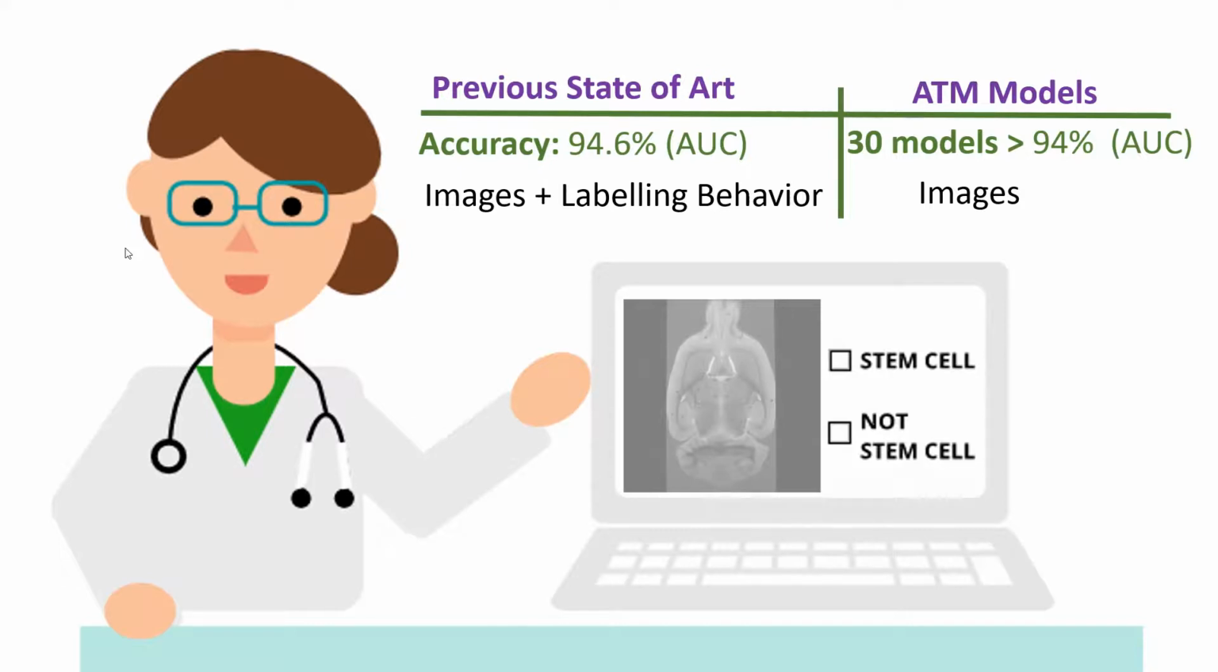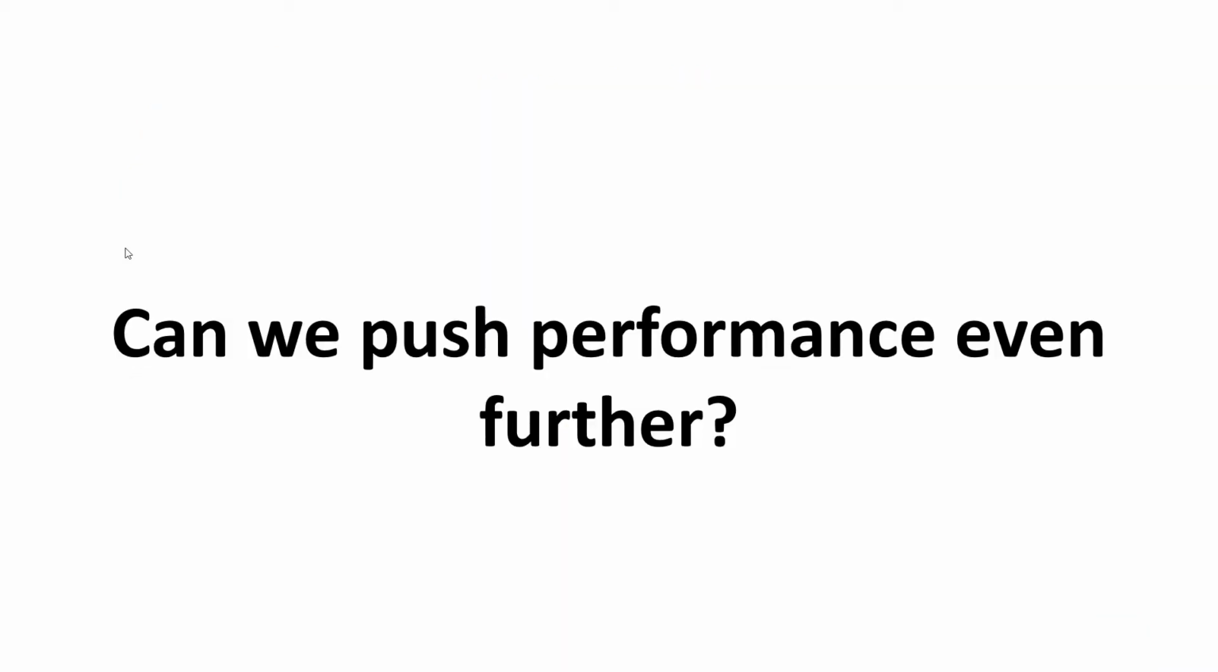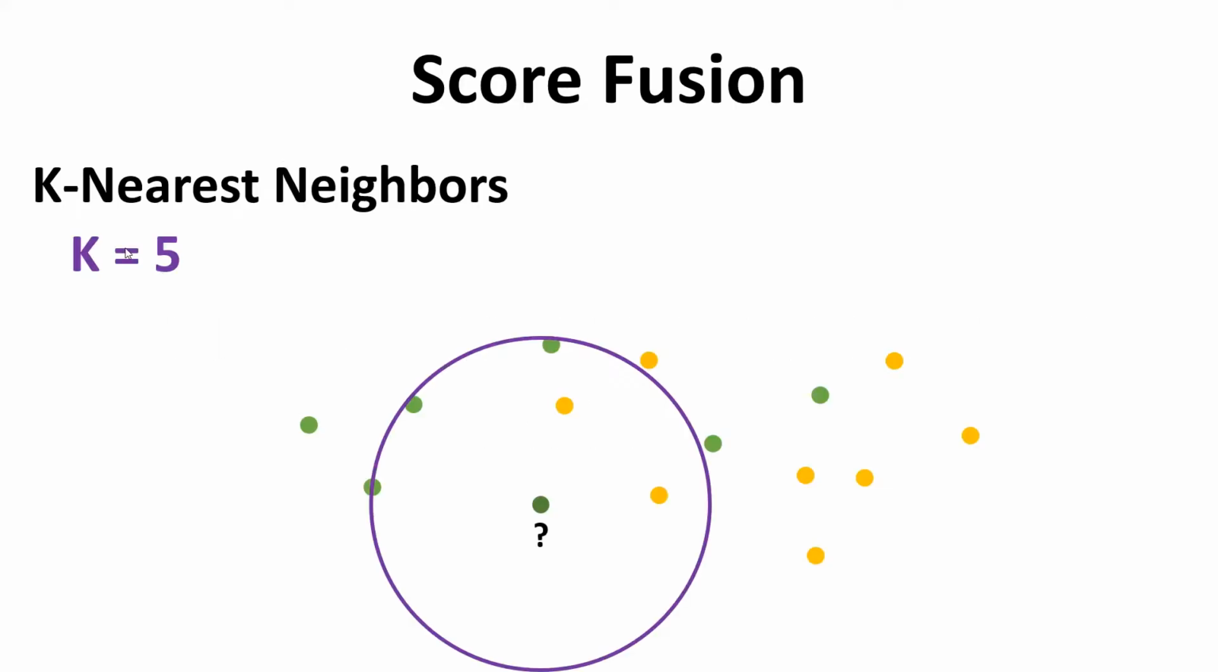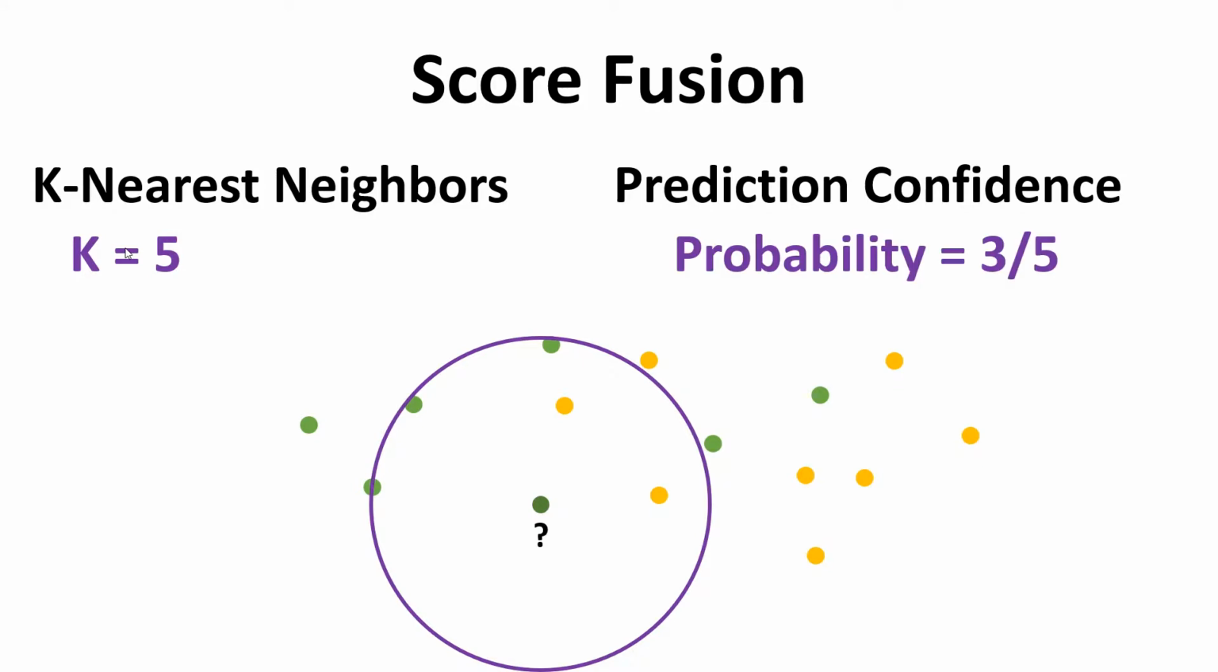But now that we have several optimized classification models, can we somehow join them together to push the performance even further? We leverage a technique known as score fusion to combine the models. What we consider as scores are the model's confidence in their prediction. For instance, in our k-nearest neighbor example, this spot is predicted to be green because 3 out of the 5 neighbors are green.